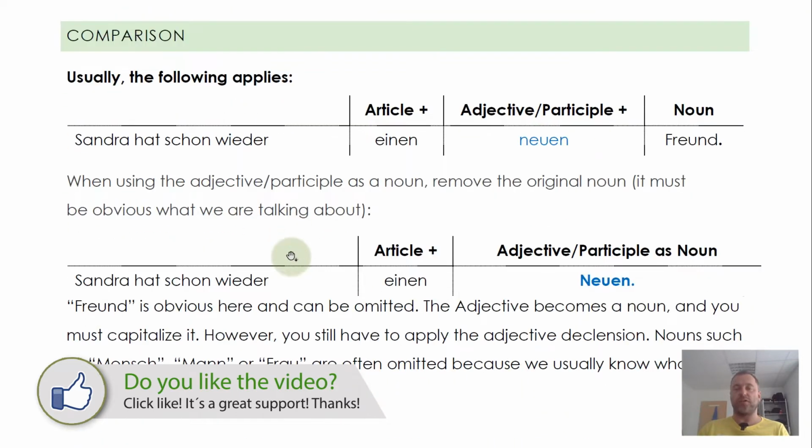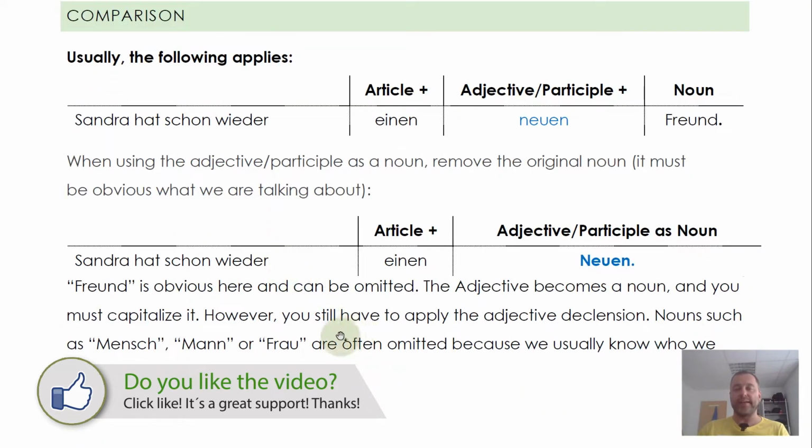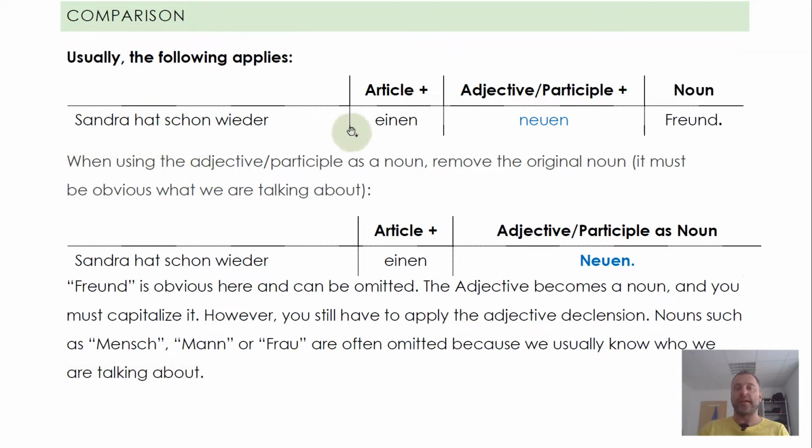But let's have a look at this more in detail here to check if there is actually a difference. So, for example, Sandra hat schon wieder einen neuen Freund. So Sandra again has a new boyfriend. So we have the article plus the adjective plus the noun. And if everybody knows who we are talking about or what we are talking about, we can actually remove the noun. And then we have Sandra hat schon wieder einen neuen. So Sandra again has a new one.